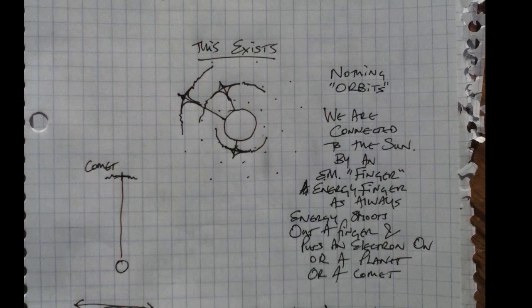Energy finger. As always, energy shoots out a finger and puts an electron or a planet or a comet, depending on what it was attached to in the first place. But there's no such thing as an orbit. There is only an electrical waveform holding the planet wherever it is. And there are a couple of electrical experiments on Suspicious Observers showing how matter can be moved into different orbits by changing the electrical frequency. So check out Suspicious Observers for that.